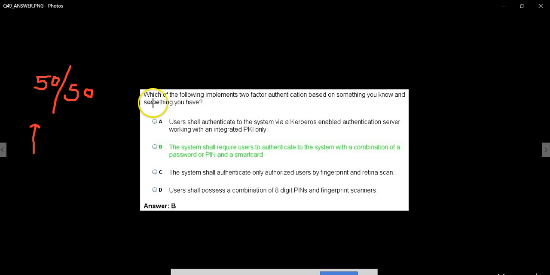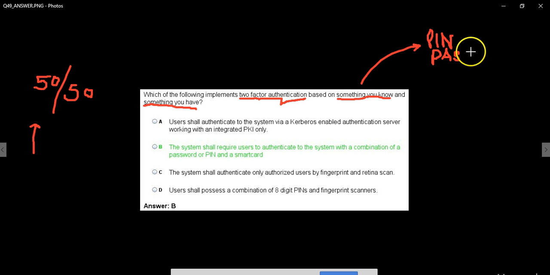All right. So in here, the question says implements. So this is the key right here, two-factor authentication. Okay, so that's what it's looking for, and it says something you know and something you have. All right, so who on the phone right now can tell me what's something you know? A PIN or a password. That's right. So both of those, you hit the nail on the head, right? Both of those are something you know, right? PIN or password.